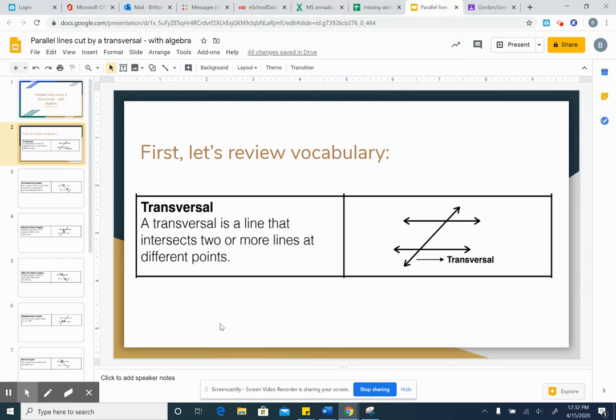First, let's talk about transversal. Again, transversal is just the line that cuts through the two parallel lines, okay? And it makes two intersections in the diagram.